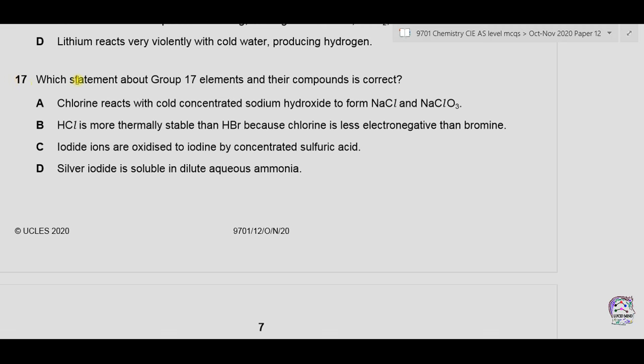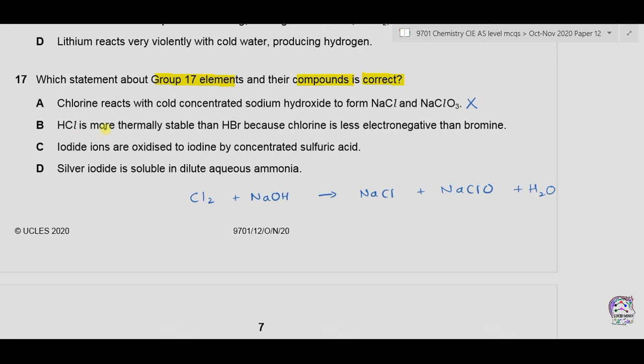Question 17. Which statement about group 17 elements and their compounds is correct? A. Chlorine reacts with cold concentrated sodium hydroxide to form NaCl and NaClO3. As chlorine in cold alkali forms sodium chloride, sodium chlorate, and water. So therefore A is incorrect.